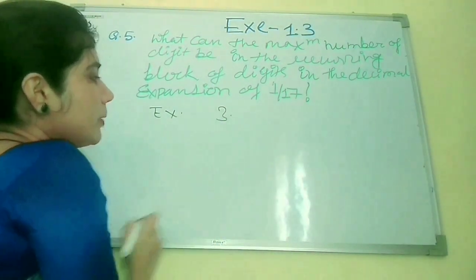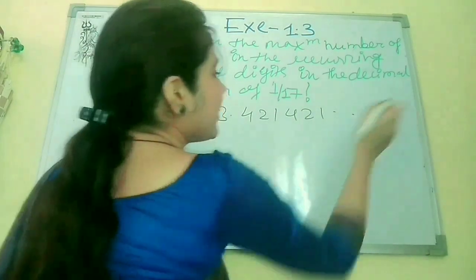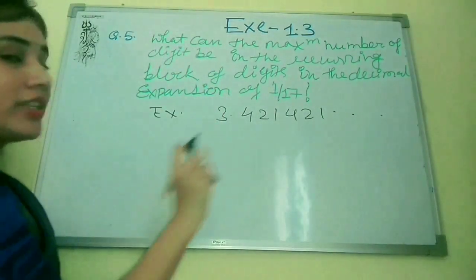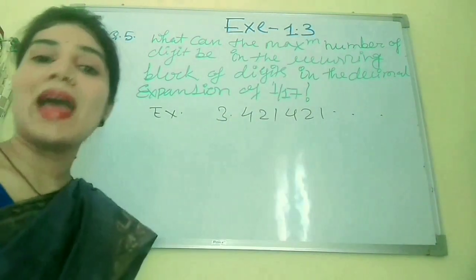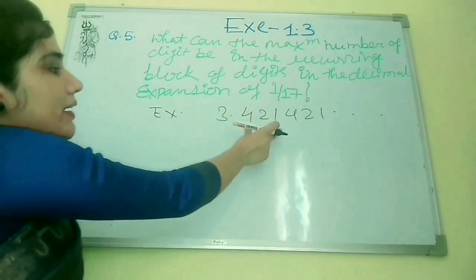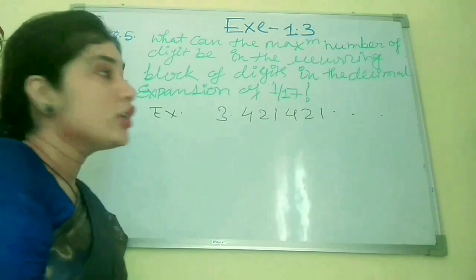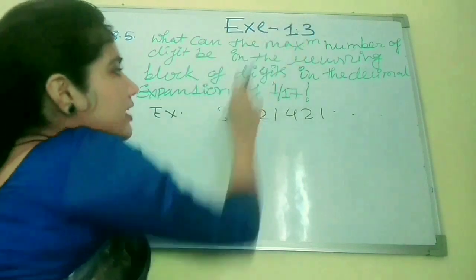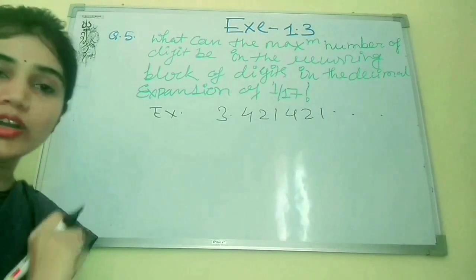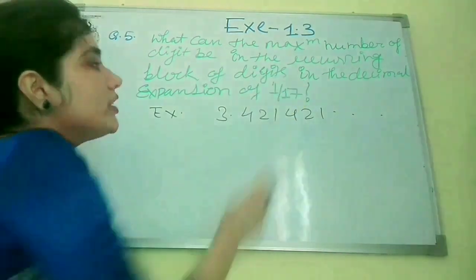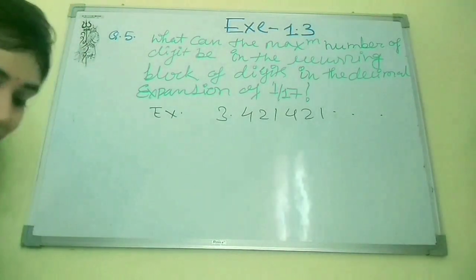I am just taking here 0.421421... up to infinite times. Okay, so you are seeing here, after the decimal point 421 is repeating. If we count how many digits are repeating, 1, 2, 3. So the same question is asking how many digits are in the recurring block when we divide 1 by 17. Okay, so let's see.